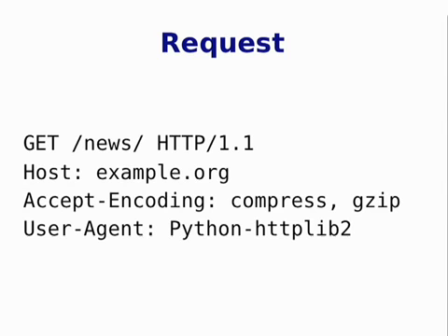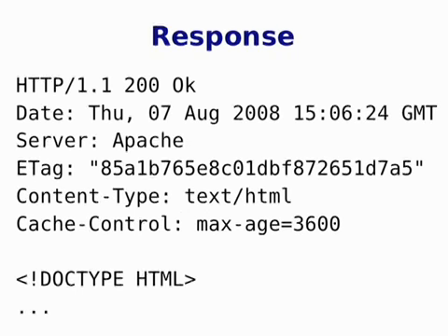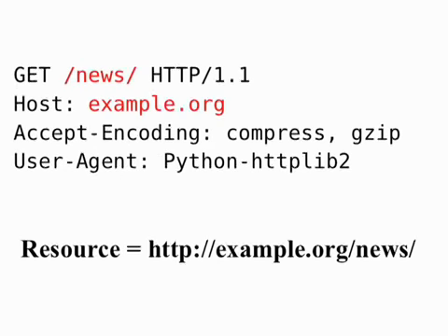Here is a GET request to the URL http://example.org/news. And here's what the response looks like. It's a 200 response, and what you're seeing here are the headers and a little bit of the response body. The request is to a resource identified by a URI, in this case, http://example.org/news. The URI is broken down into two pieces. The path goes into the request line, and you can see the host shows up in the host header.